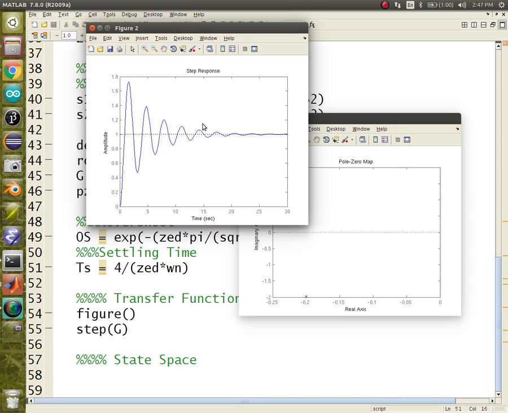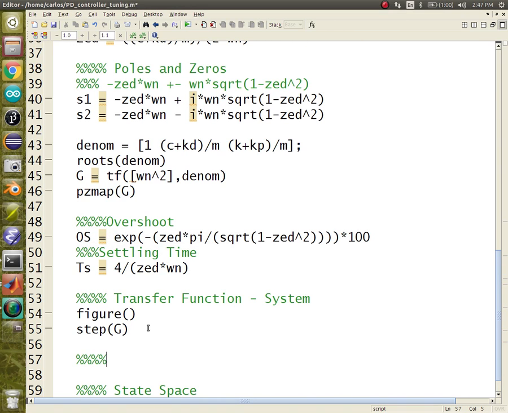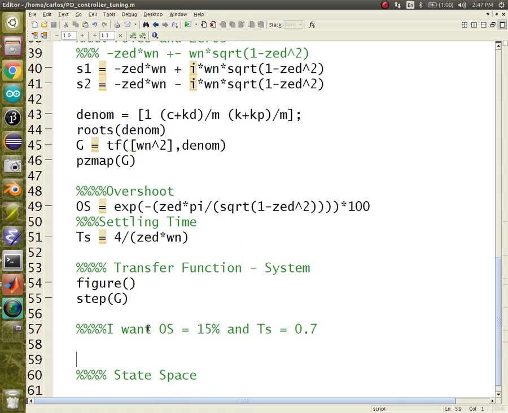So I'm pulling from the book, and I'm saying I want the overshoot to be 15% and the settling time to be 0.7 seconds. So I want overshoot to equal 15% and settling time to be 0.7. That's completely different than what I had before. So let's backtrack and figure out what we want here.